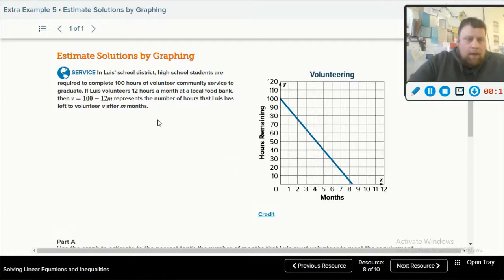Okay. In Luis's school district, high school students are required to complete 100 hours of volunteer community service to graduate. If Luis volunteers 12 hours a month at his local food bank, then V equals 100 minus 12 times M represents the number of hours that Luis has left to volunteer V after M months. So he's doing 12 hours a month. So let's say he does 8 months, it's 96 hours. 100 minus 96 means his V, he has 4 hours left.